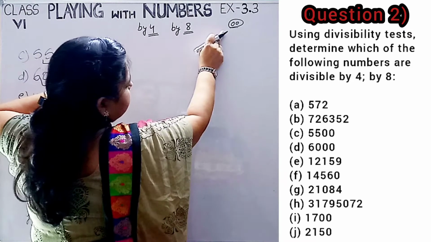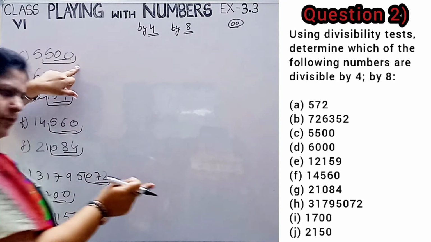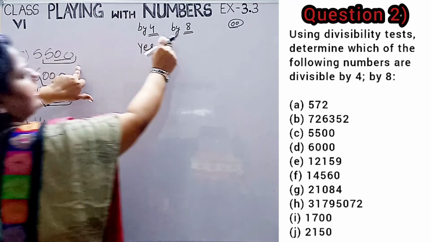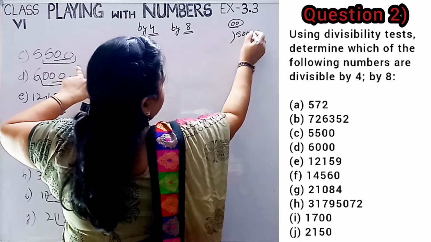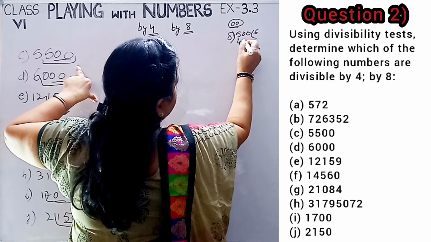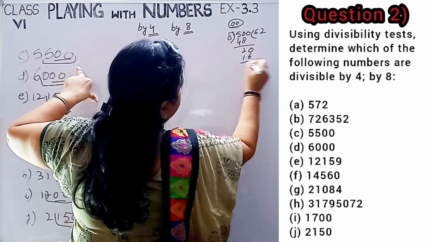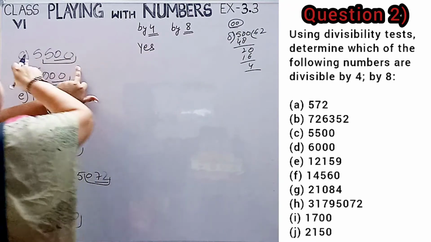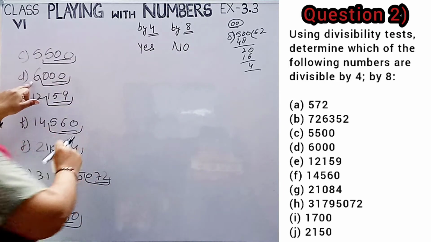We already know that 0 is divisible by every number. So 0 is also divisible by 4. So yes, this is divisible by 4. Now coming to by 8. We have to divide 500 because this is last 3 digits of the given number. So 8 sixes are 48. Now 2, 0, 2, 16. We have 4 here. So this is not divisible by 8. It means 5500 is also not divisible by 8. So answer is no.